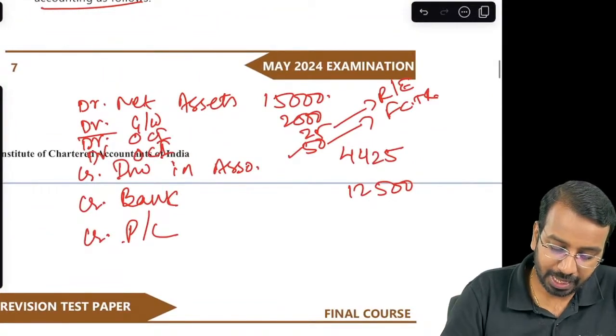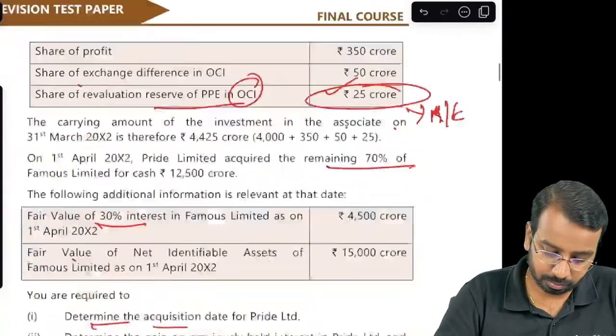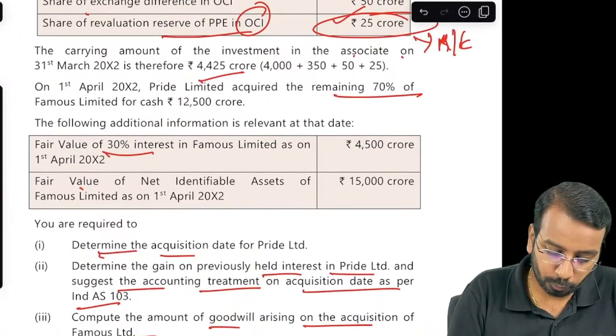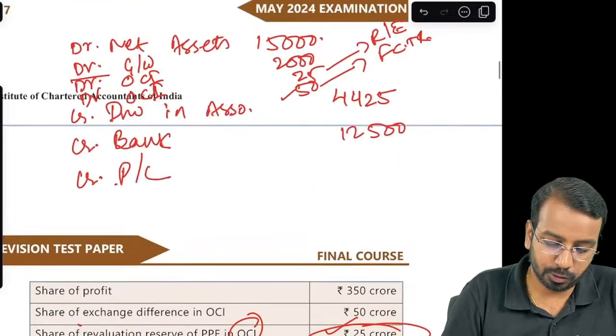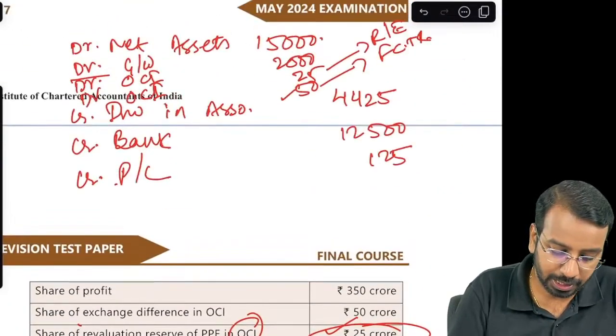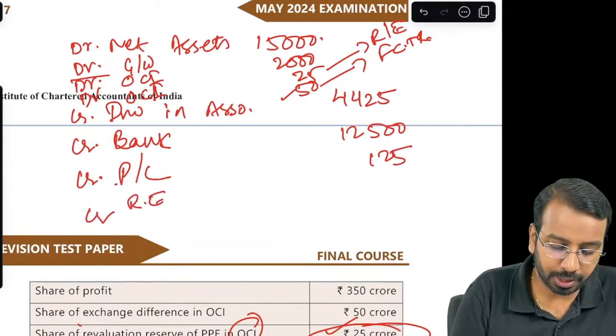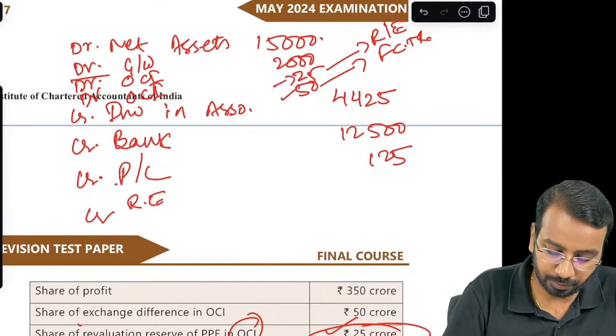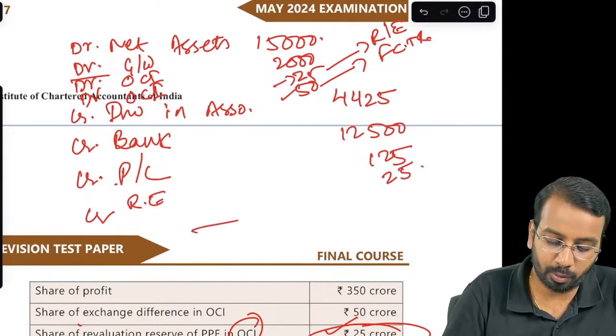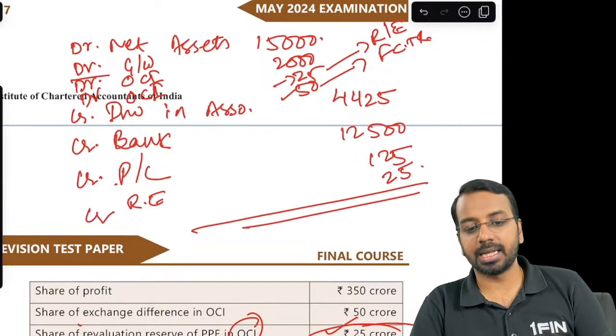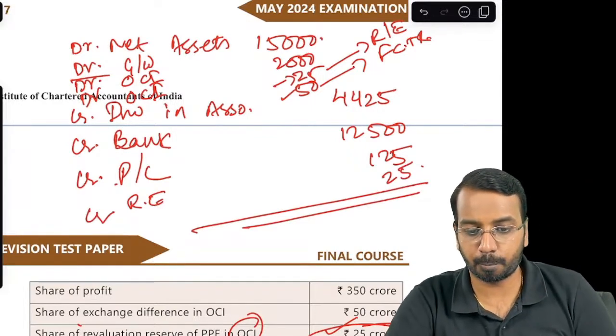So 50, and we had calculated gain 4,425 and 4,575. So 125 will be credited to P&L, and the balance amount that is left over will go to retained earnings, which is basically your 25 of PPE. So this is the journal entry that you will pass at the time of initial acquisition.